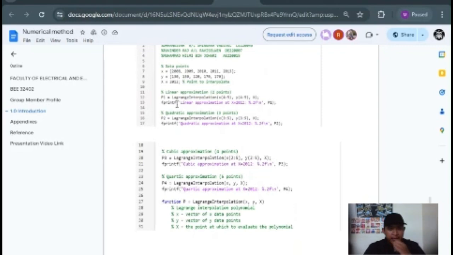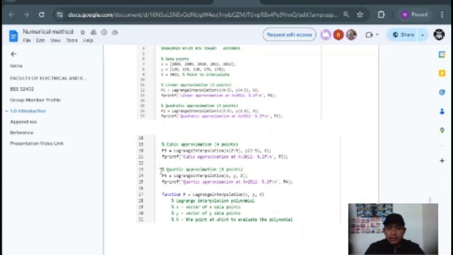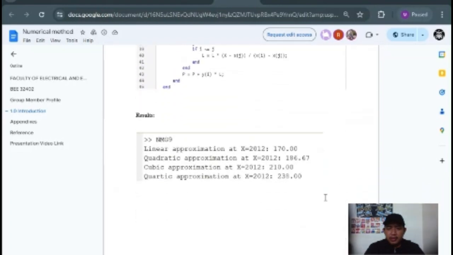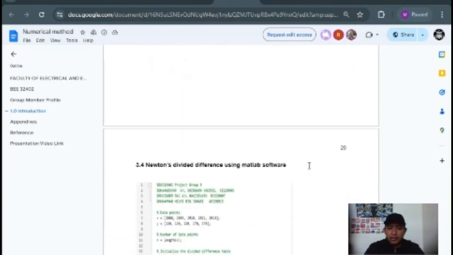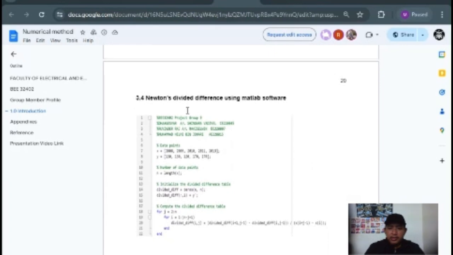Then below, we input the coding to find the linear approximation with 2 points, followed by the quadratic approximation with 3 points, the cubic approximation with 4 points, and the last one, the quartic approximation with 5 points. Once all this coding is done, we get the result of each approximation at 2012. For linear, we got 170. For quadratic, we got 186.67, followed by the cubic 210, and the last one, quartic, is 238.